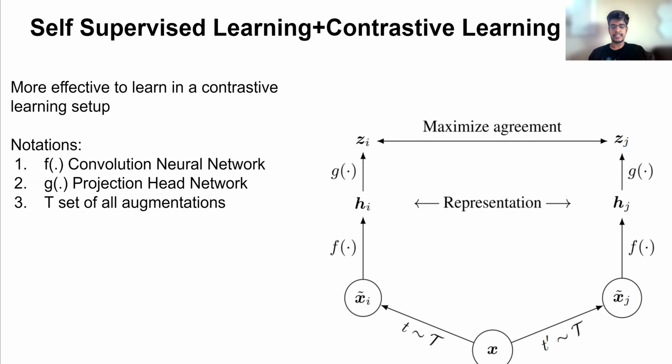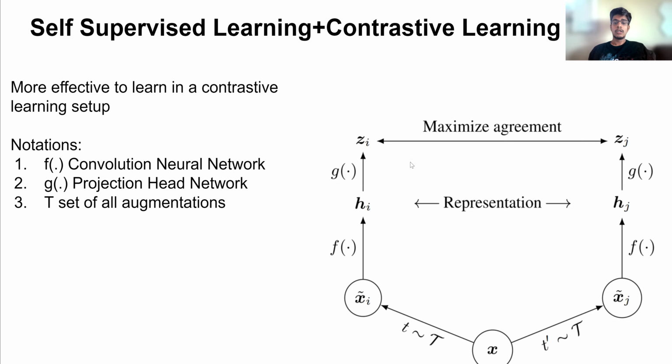So for example, you take two augmentations, T and T dash, and you pass the image through both augmentations. So you get two versions of the same image, xi and xj. And now you pass them through your convolutional neural network, which is the function f, and you get two representations, hi and hj. Now, the idea is that you want to learn in a contrastive setup.